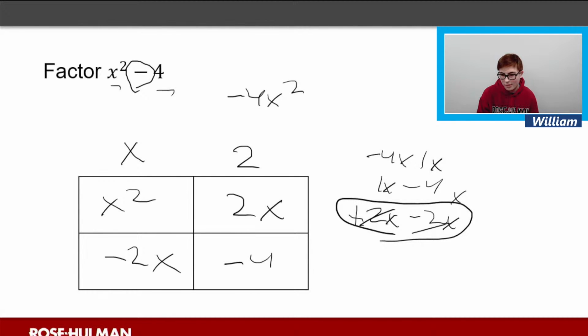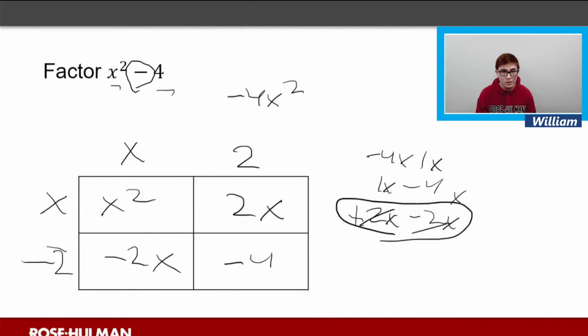And then I'm going to look at the first row. In the first row, we've got an x squared and a 2x. What's the common factor? We can pull out an x. And then in the second row, we've got a negative 2x and a negative 4. Pull out another common factor. In this case, it's going to be a negative 2. So we've got an x minus 2 and an x plus 2.